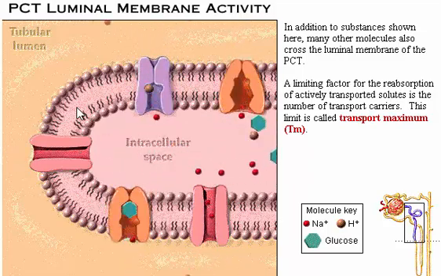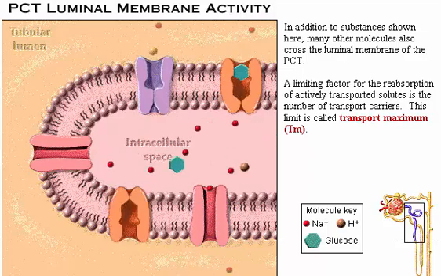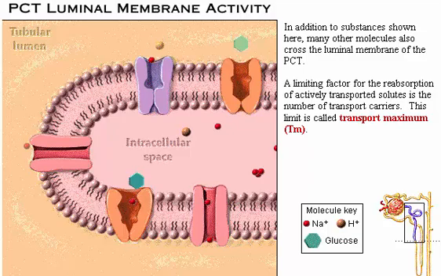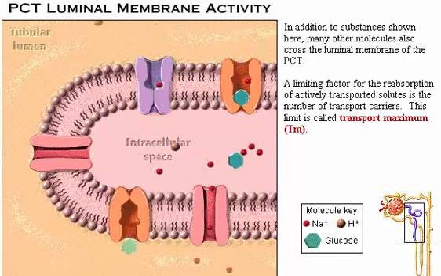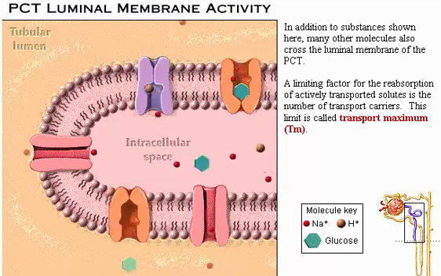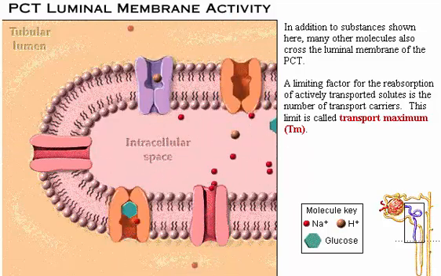This limit is called the transport maximum, or TM. If the volume of a specific solute in the filtrate exceeds the transport maximum, the excess solute continues to pass unreabsorbed through the tubules and is excreted in the urine.